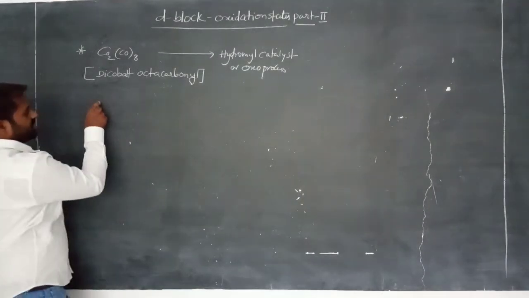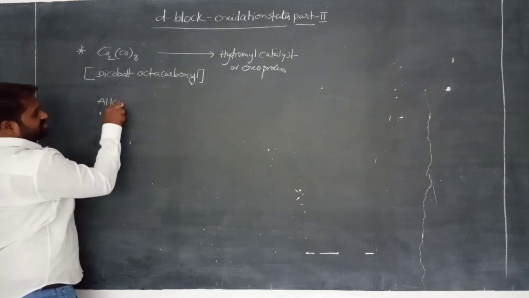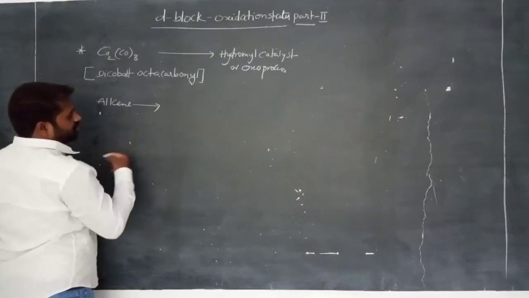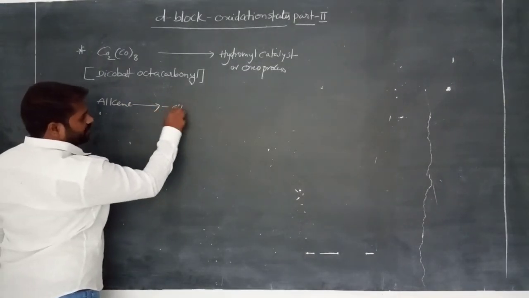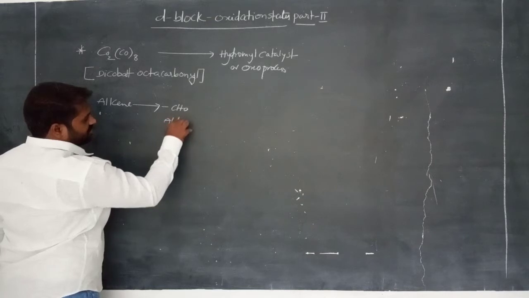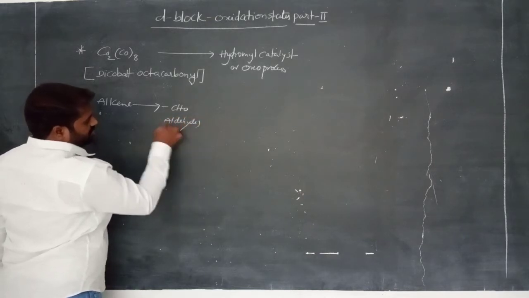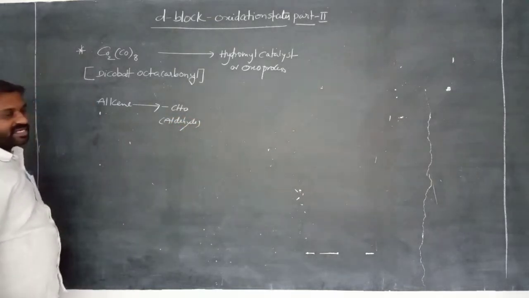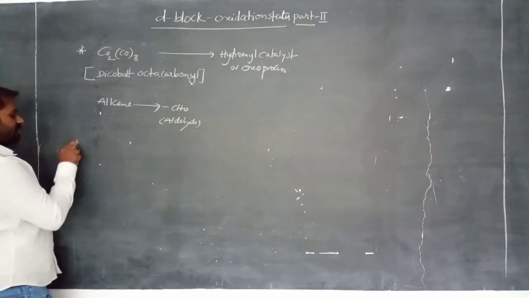So why do we use this? Alkenes are converted to aldehydes. Alkenes converted to aldehydes.